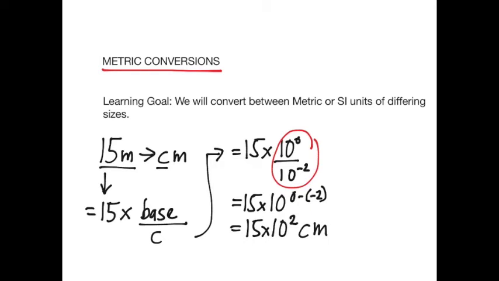The last step is to ask ourselves if this expression is written in proper scientific notation. And we can see that in order for this to be proper scientific notation, the decimal place needs to be moved to the left one spot. If you move the decimal place to the left, the exponent increases by the number of spots that you have moved it. So in this case, this will become 1.5 times 10 to the power of 3 centimeters.